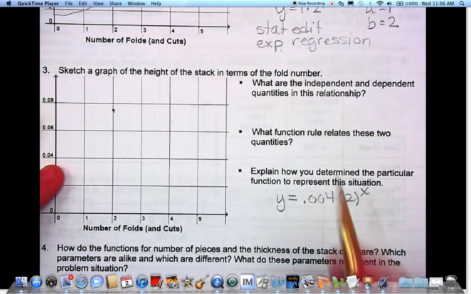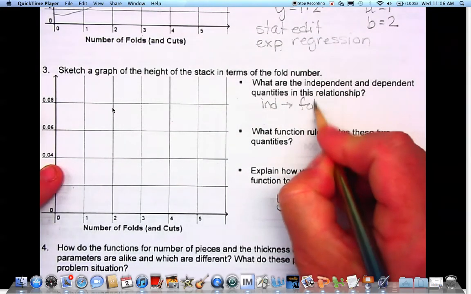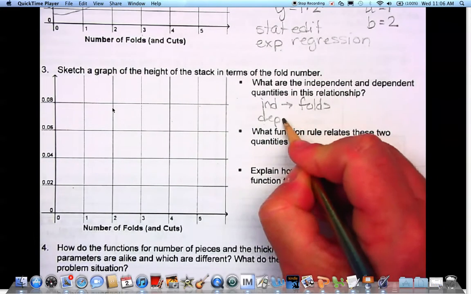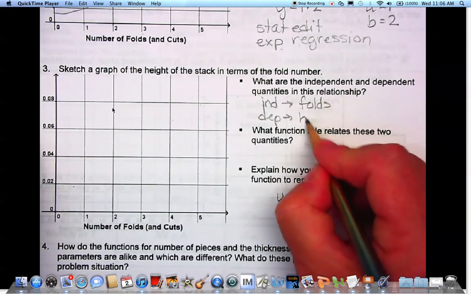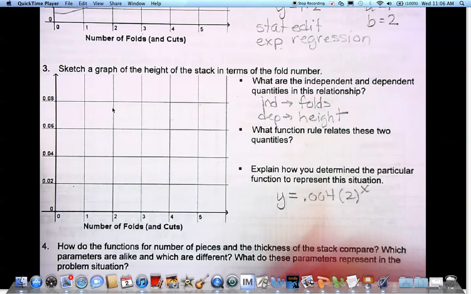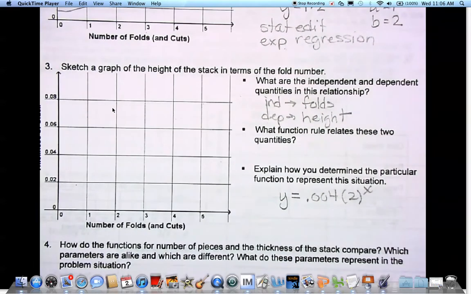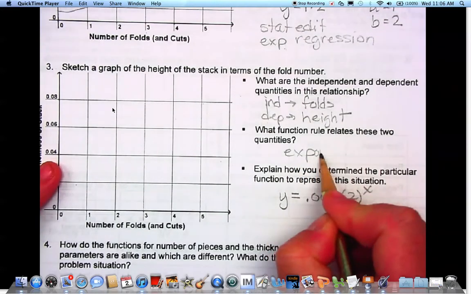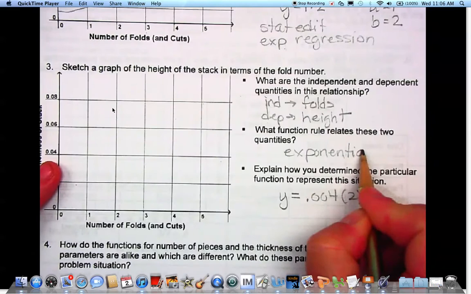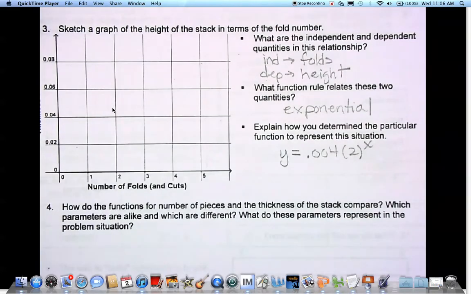Okay, so what's the independent for this graph? Fold. And the dependent? Thickness. Okay, the thickness of the stack, right? I'm going to put height of the stack. So the height of the stack depends on how many times you fold and cut it. Okay, what function rule relates these? We're going to put exponential here. You're probably wondering why we're doing exponential when the whole thing is about logarithms, but you'll see here in a little bit.